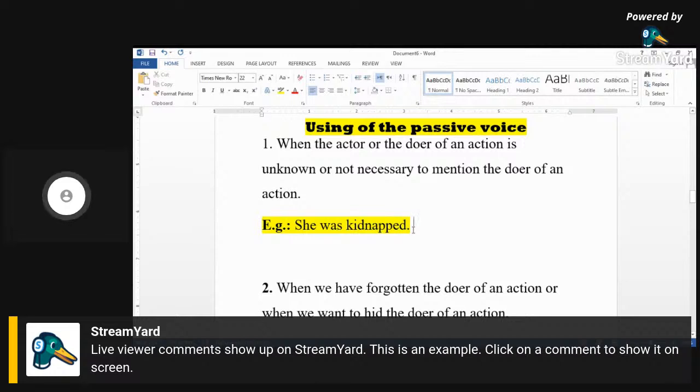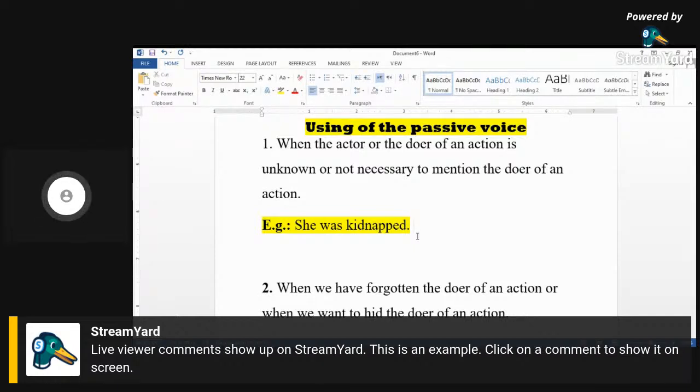So, in here the kidnappers are not clear for us. So, in here we use the passive voice. Whenever the doer is not clear for us.